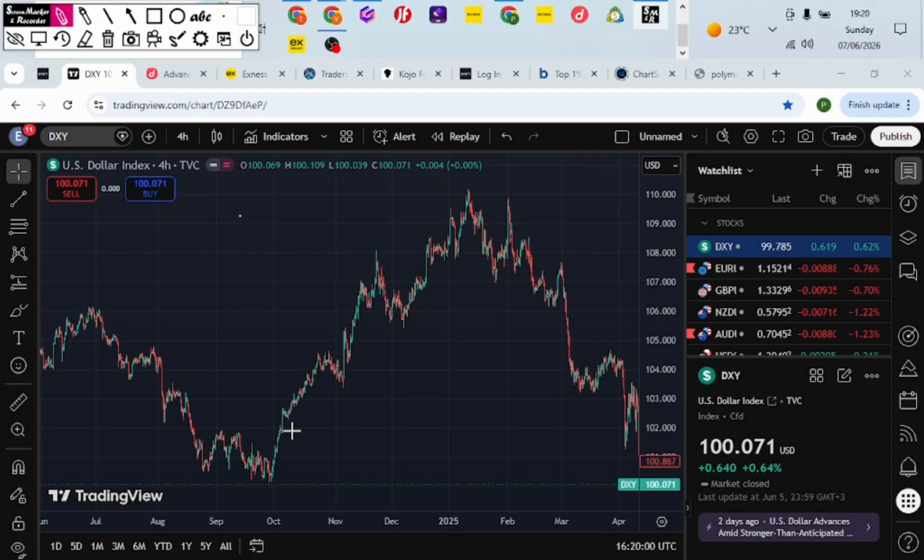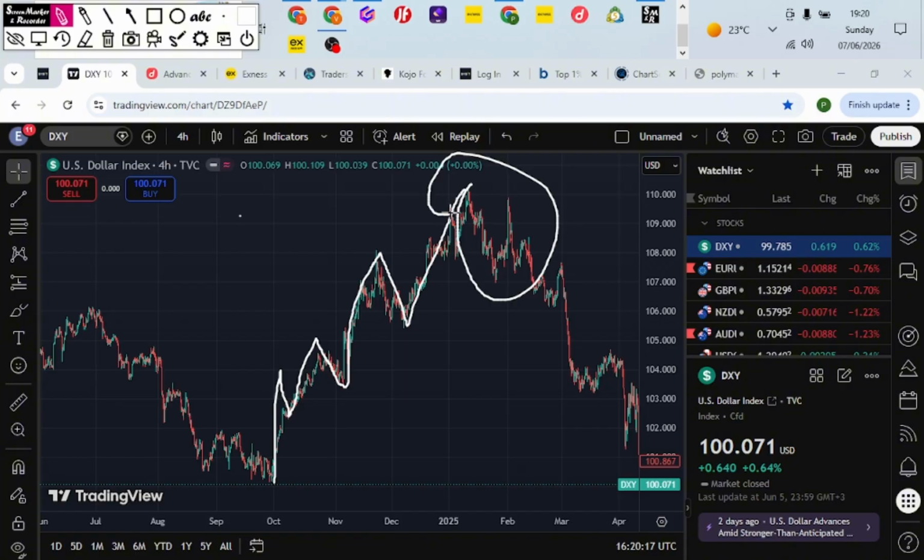So this is an example of the uptrend in market structure. You came here, created a high, another high here, higher low, higher high, higher low, higher high, and then it came to this place and gave a double top and started reversing to the downside.